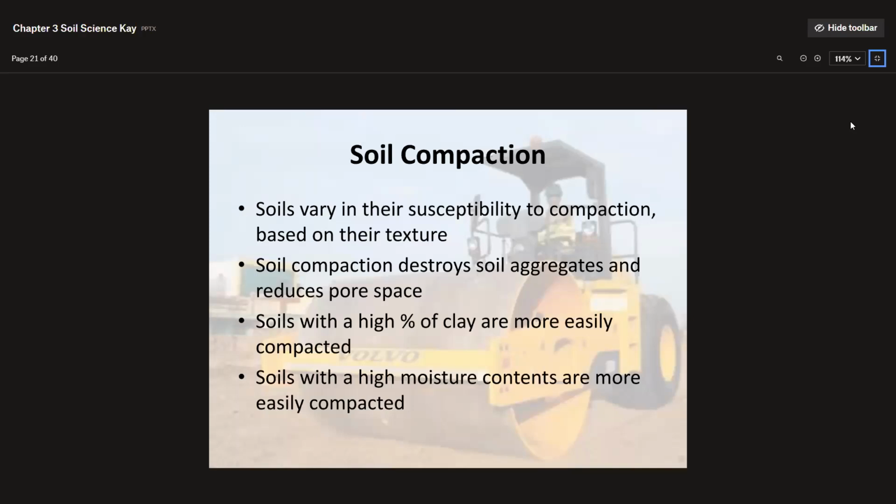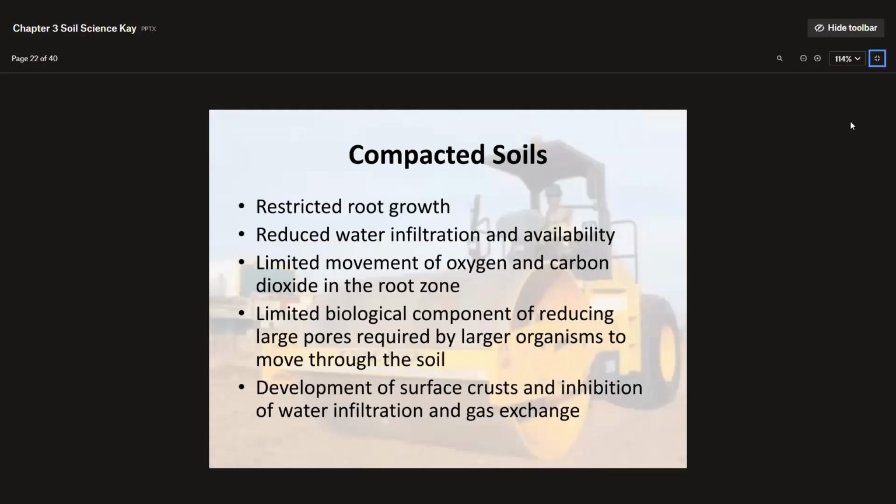The dried soil stays together and it's bonded. When it's wet, it just squishes. Like mud, you can just squish that stuff right together. So compacted soils restrict the root growth of a tree. They reduce the water infiltration and availability. They limit movement of oxygen and carbon dioxide in the root zone.